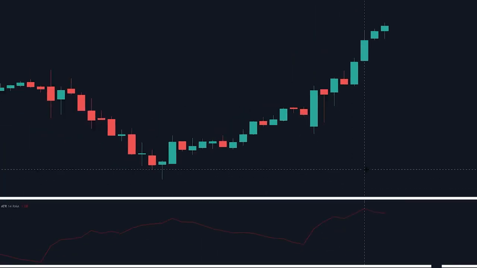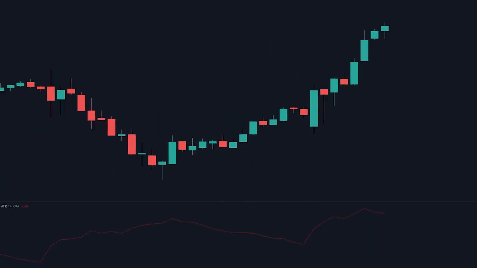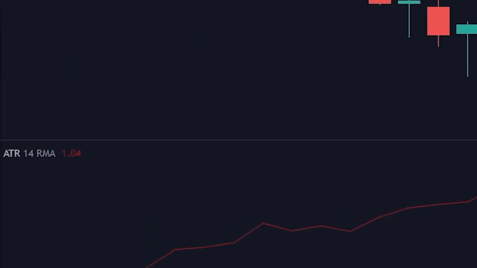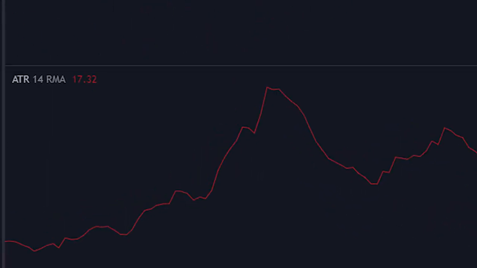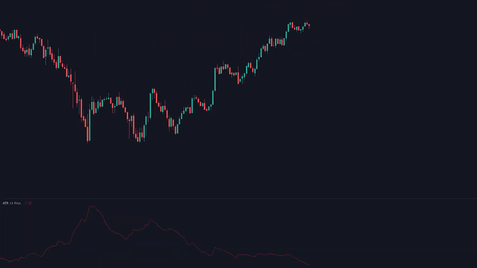So this indicator on the bottom is the ATR indicator. It's just a simple line chart that has a changing value in the top left. This number is presenting the average size of the past 14 candles of this specific security. So in this example, it's saying the average candle size of the past 14 candles for Ethereum is $17.32. Now, why is it important to know the average candle size of the past 14 candles? The simple answer is knowing the recent volatility of the market.